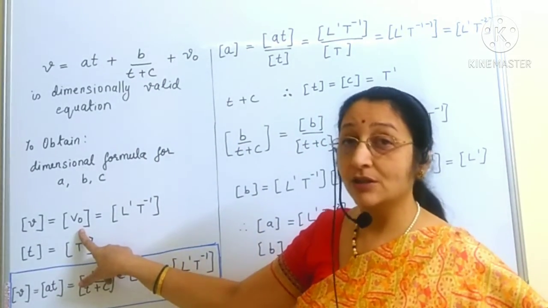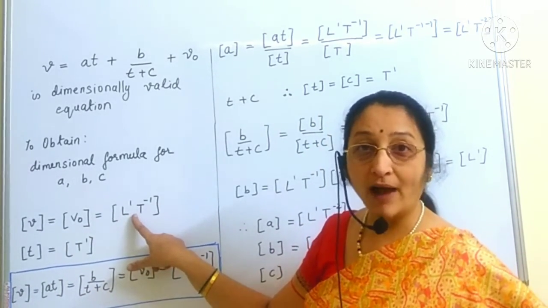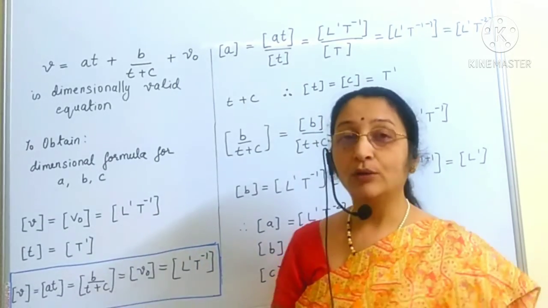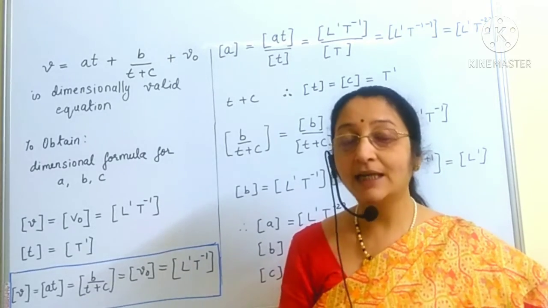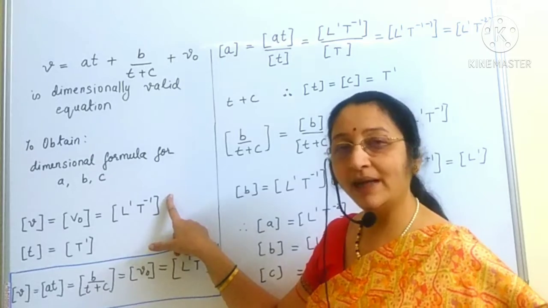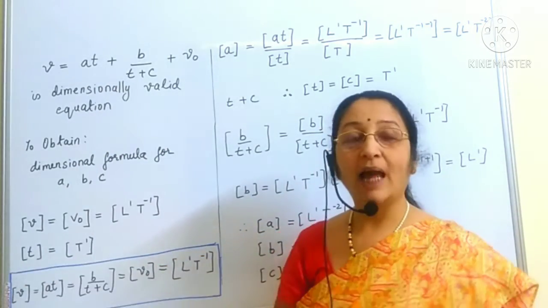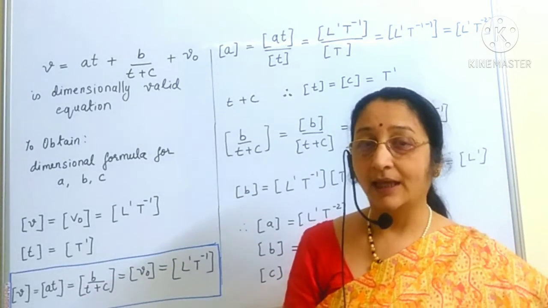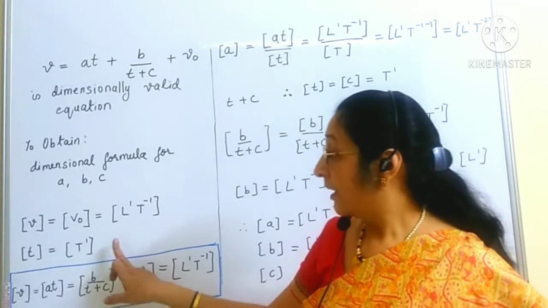So, the dimensions for V and V0 are L to the power 1 and T to the power minus 1. We know that the unit for velocity is meter per second, and hence the dimensions are L to the power 1 and T to the power minus 1. Next, T is the time. The unit for time T is second. Hence, the dimension is [T to the power 1].